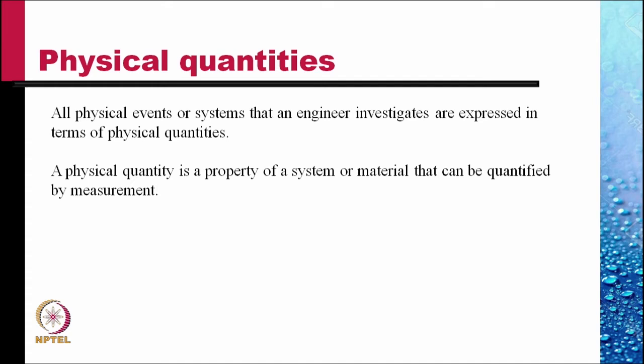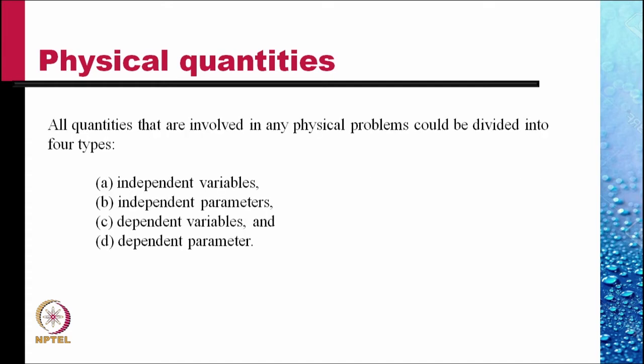This meter, to begin with, was a metal rod which now sits in a museum in Paris, which was used as a definition of a length. There are 4 kinds of quantities that are involved in any physical problems. And these quantities are the independent variables, the independent parameters, the dependent variables, and the dependent parameters.